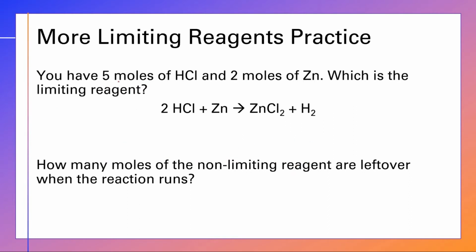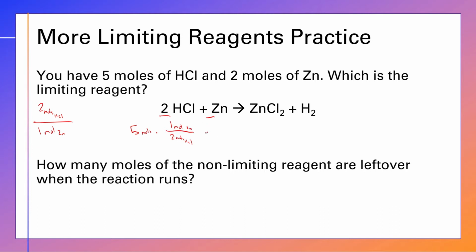So for our second example, we have 5 moles of HCl and 2 moles of zinc, which is the limiting reagent. From our chemical reaction, we can get that our ratio of HCl to zinc is 2 to 1. So we've got 2 moles HCl to 1 mole of zinc. Now, in this case, we have 5 moles of HCl. So we're going to start with 5 moles of HCl. And then we want our moles of HCl on the bottom here to cancel out. So moles HCl, 2, and this one's going to be 1 mole of zinc.